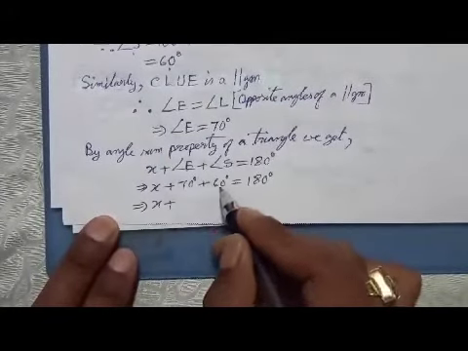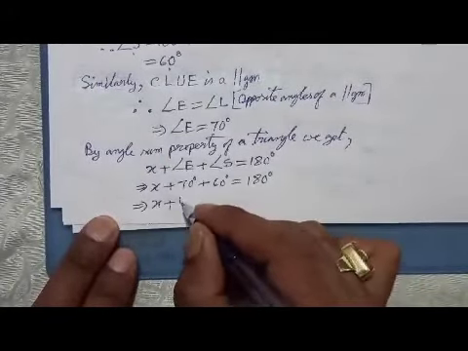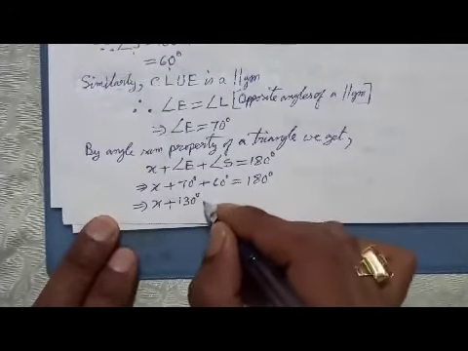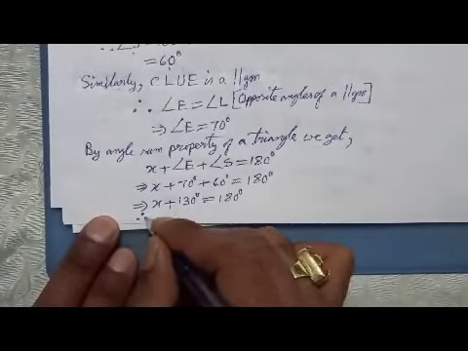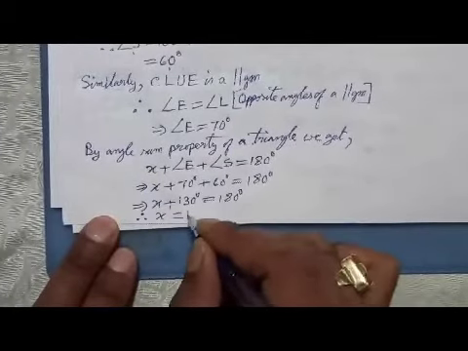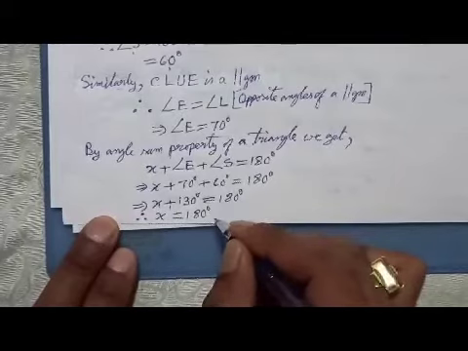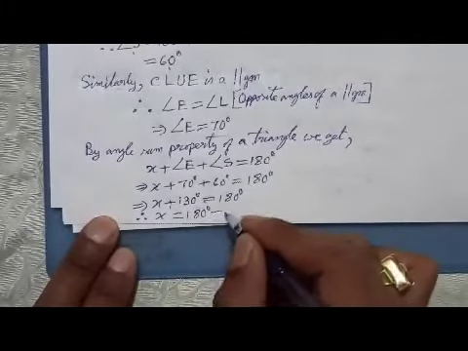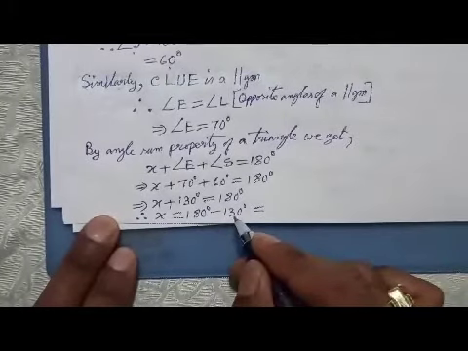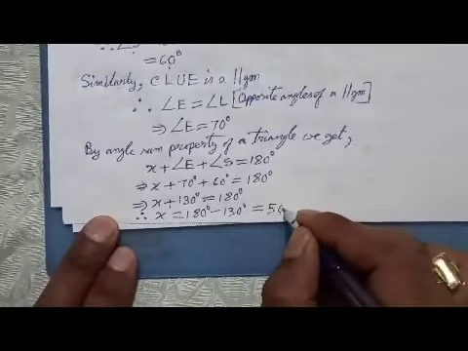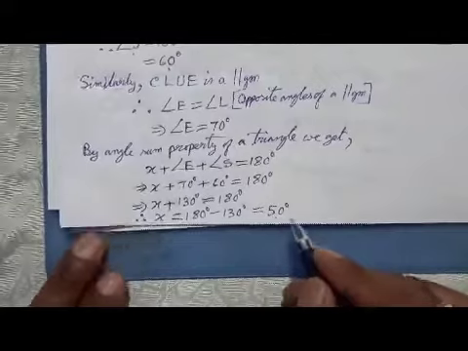x plus 60 plus 70 is 130 degree is equal to 180 degree. Therefore x is equal to 180 degree minus 130. From 180, if we subtract 130, we are getting 50 degree. So x is 50 degree. Here this question is over.